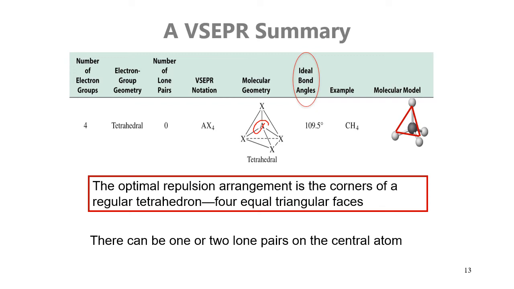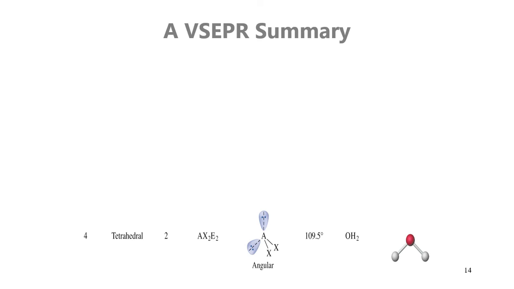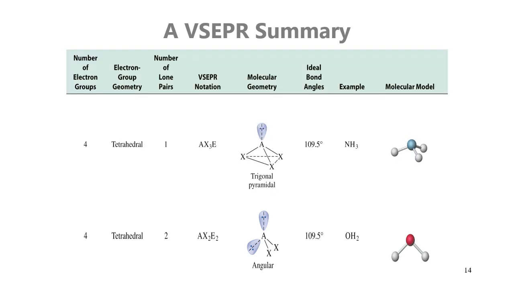The optimal repulsion arrangement is the corners of a regular tetrahedron, 4 equal triangular faces. You have to remember this angle. However, there can be 1 or 2 lone pairs on the central atom. For example, this one. The number of electron groups is still 4. Tetrahedral is the EGG, or electron group geometry, or domain geometry.